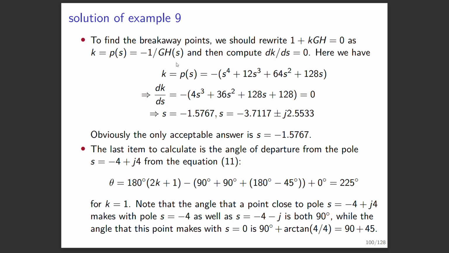I can also find the breakaway points. I can invert GH, or in this case just G, and then take the derivative of it and put that equal to 0. It gives me three answers: -1.5, -3.7 plus minus j2. Which one is the acceptable answer? Only -1.5 is the acceptable answer. These two don't really make sense.